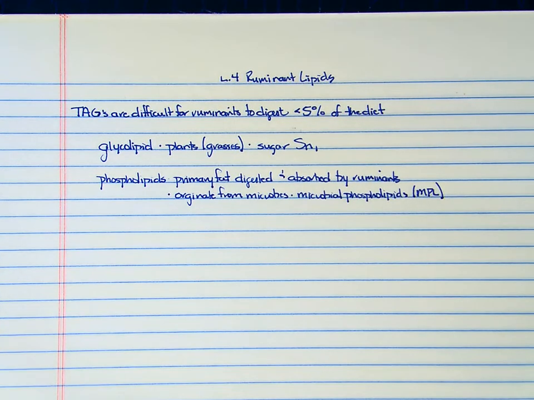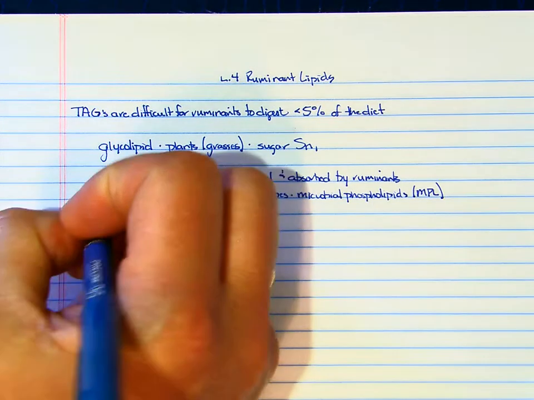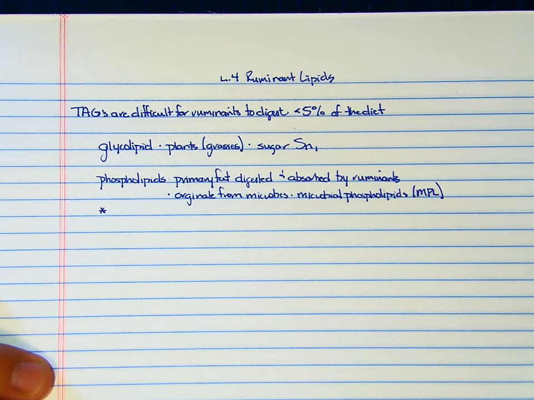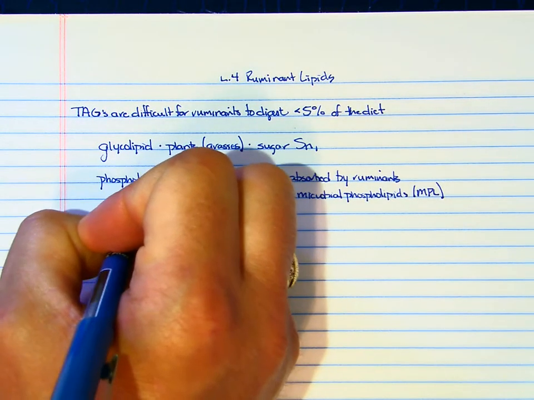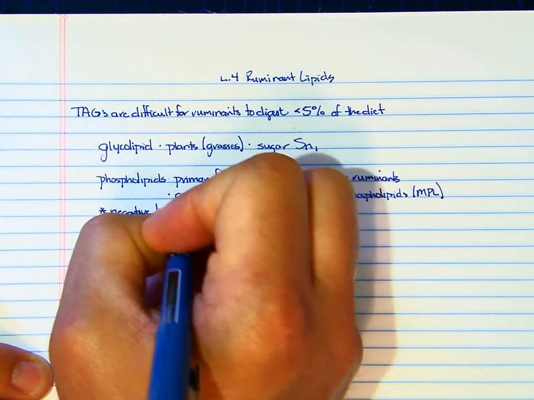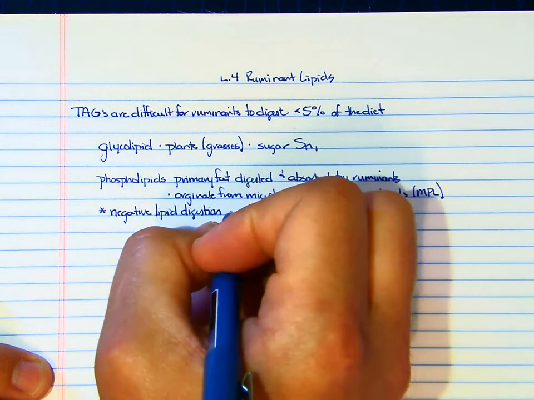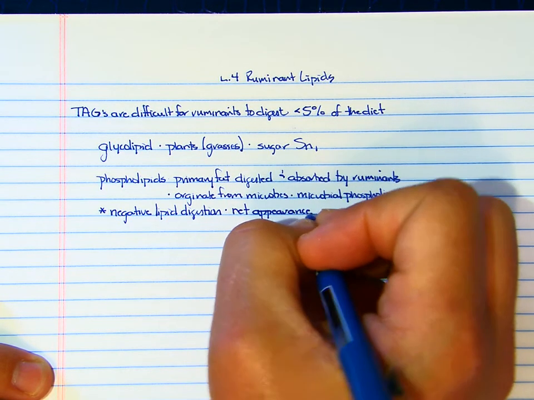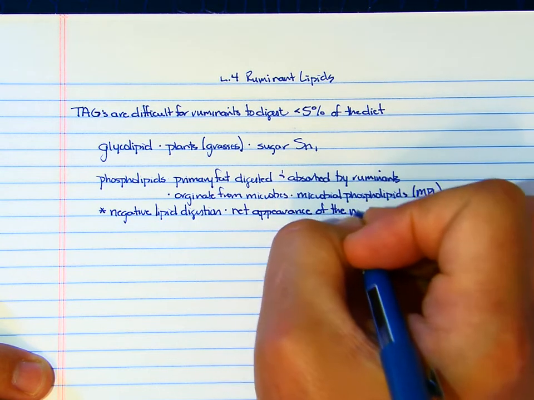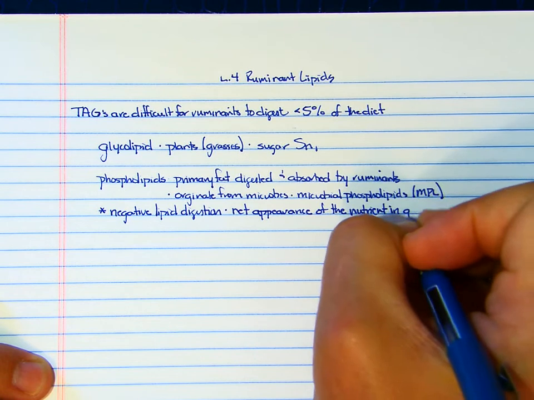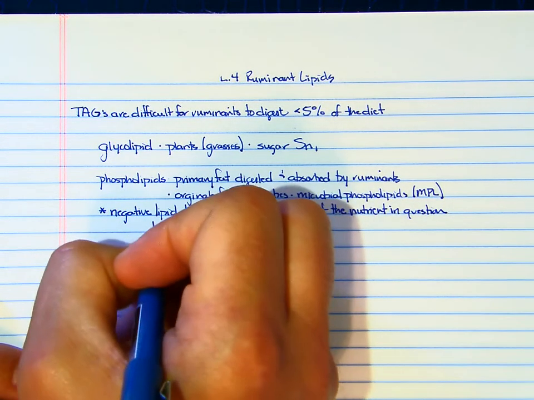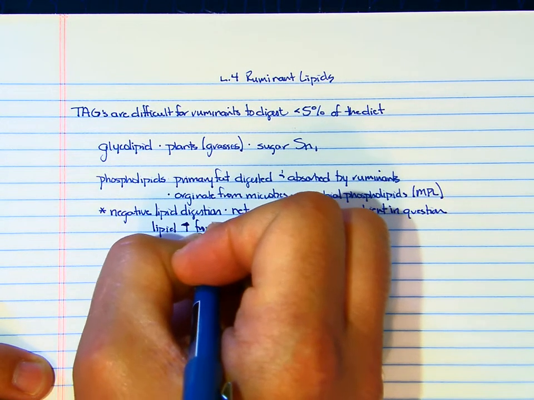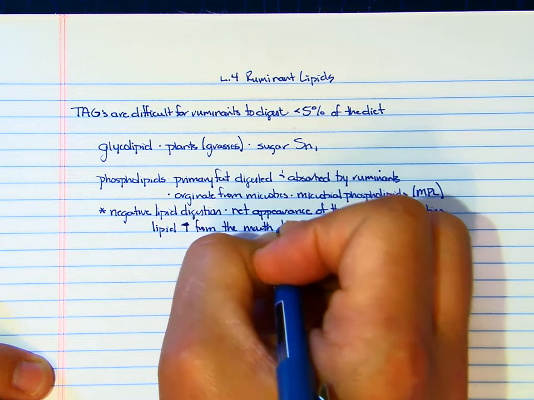Okay, and these are going to be real similar to microbial crude protein, in that the microbes can synthesize their own lipids to make their cell membrane. So this cell membrane is going to be made of phospholipids, and the microbes are making them themselves. As a result of this synthesis of microbial phospholipids, we can have negative lipid digestion, which means basically there is a net appearance of the nutrient in question. So the amount of lipid increases from the mouth to the small intestine.